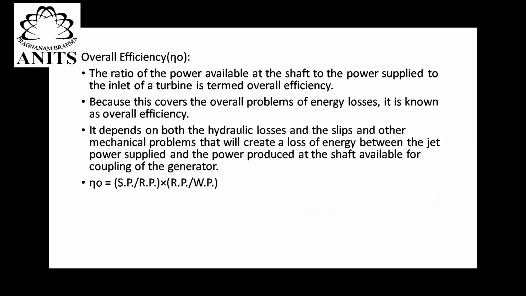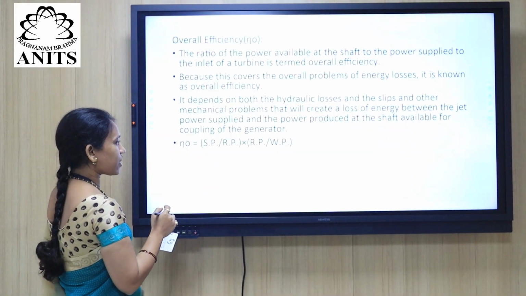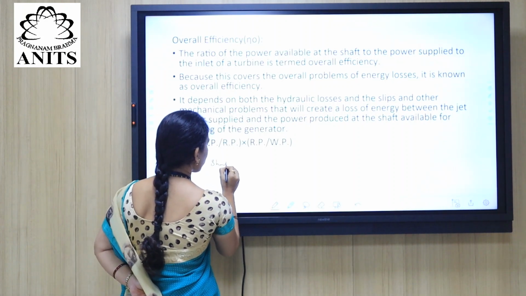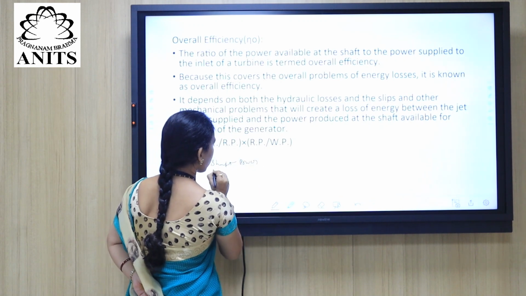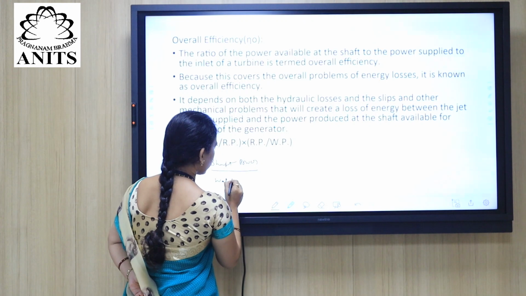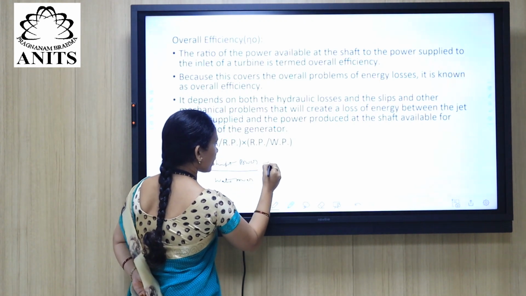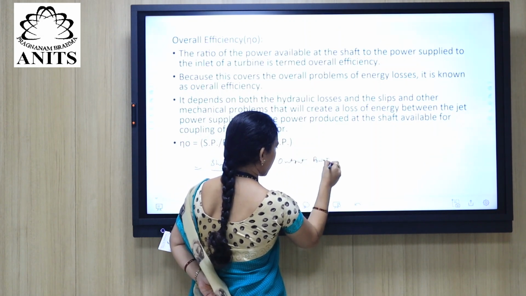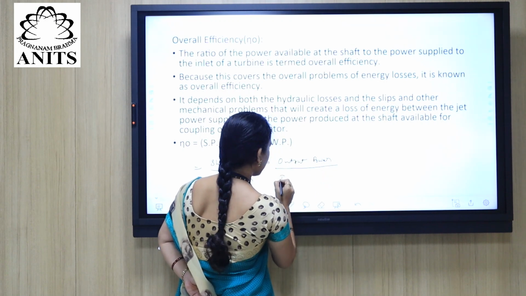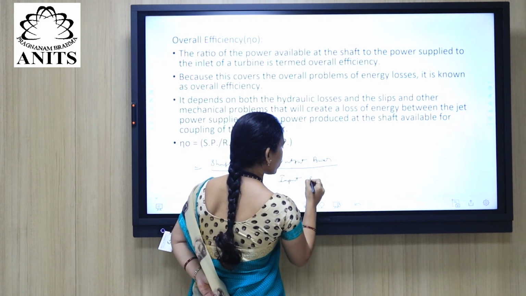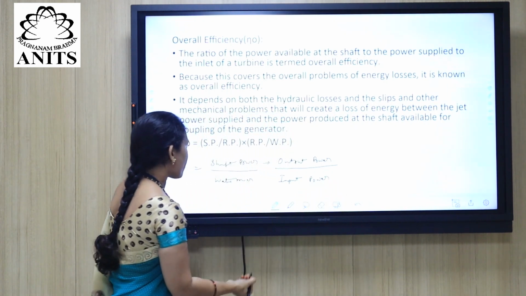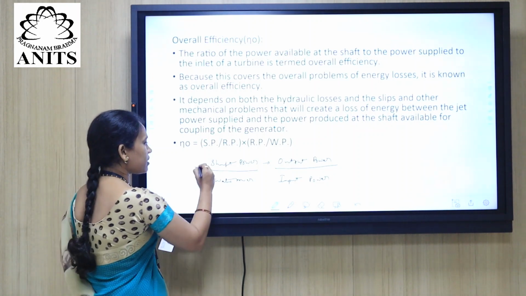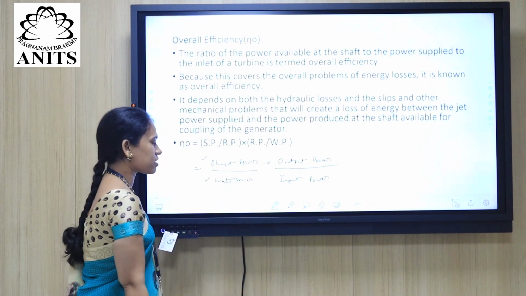Coming to the last one, overall efficiency. Overall efficiency is the ratio of shaft power to water power. We already discussed that shaft power is the ultimate power. It is the output power generated by a particular turbine, and water power is the input power that we are providing to rotate the turbine. Here the output power is referred to as shaft power and the input power is referred to as water power.